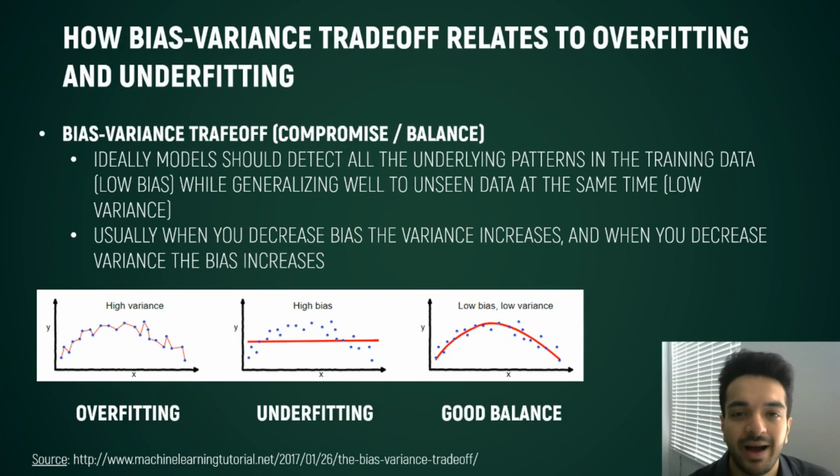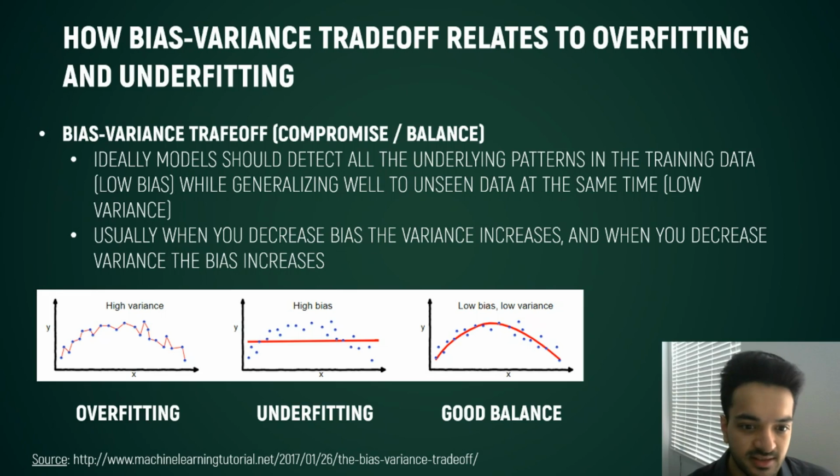Now, how does the bias-variance trade-off relate to overfitting and underfitting? So first of all, bias-variance trade-off can be thought of as a compromise or a balance between bias and variance. So ideally, models should be able to detect all the underlying patterns in the training data while generalizing well to unseen data at the same time. So usually when you decrease the variance, the bias increases, and vice versa.